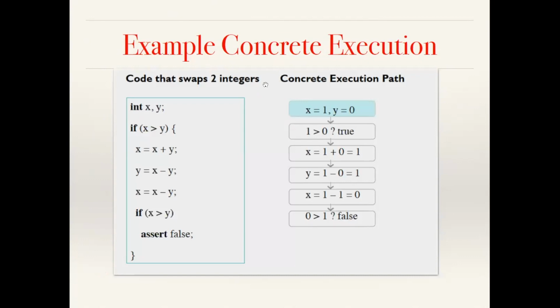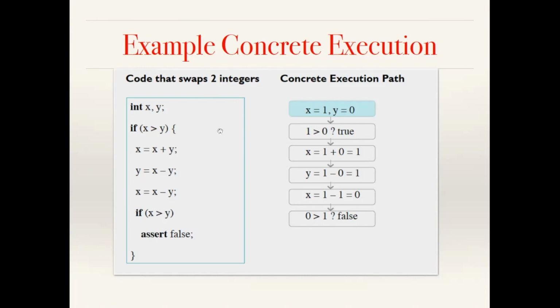I'll first illustrate symbolic execution with a simple concrete example that you might have seen also in previous talks. On the left-hand side, I showed the code of a simplified Java program that takes in two inputs, X and Y, and if X is greater than Y, it performs some calculations to swap the two integers. Then we also have an assert false statement that is guarded by the second if statement. The idea is that if the two inputs were swapped correctly, that assert false should not be reachable.